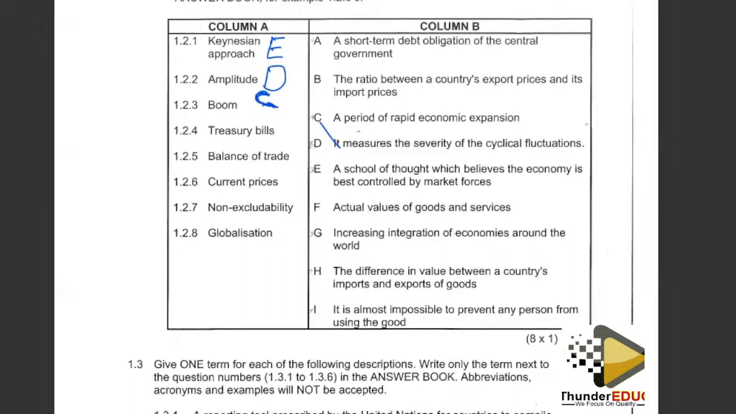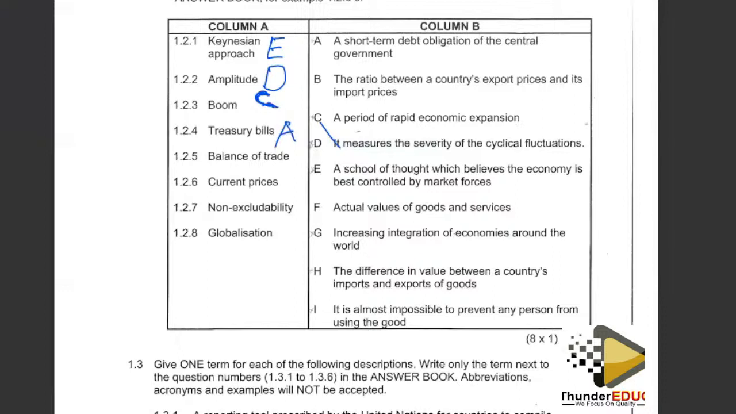So now let's move on to the next question. We have treasury bills. What are these treasury bills? Treasury bills, normally we refer to short-term debt obligations that are normally issued by the central government or the national government. So in this regard, our appropriate answer is A.